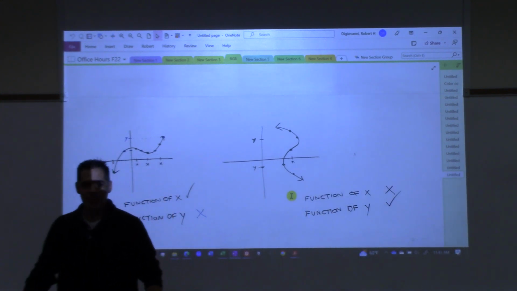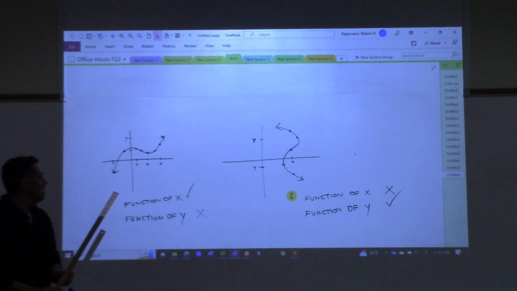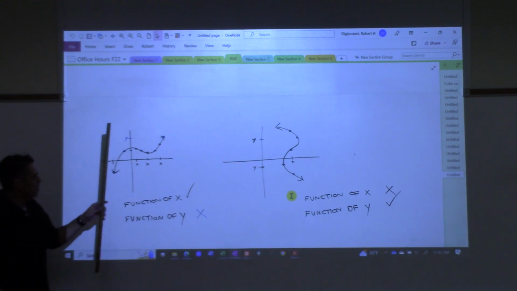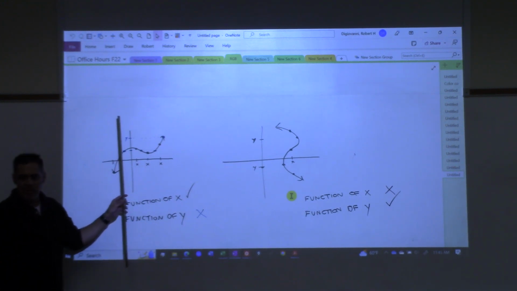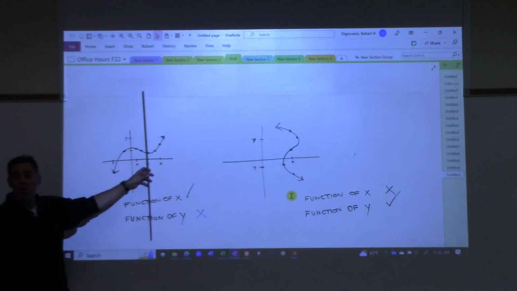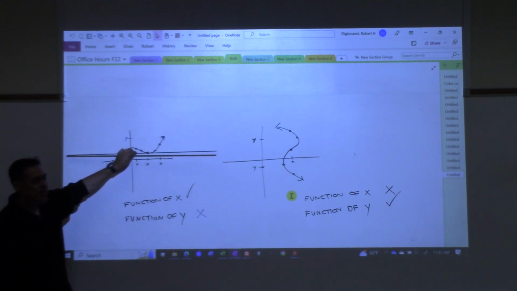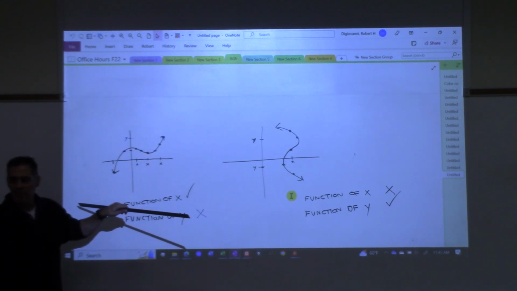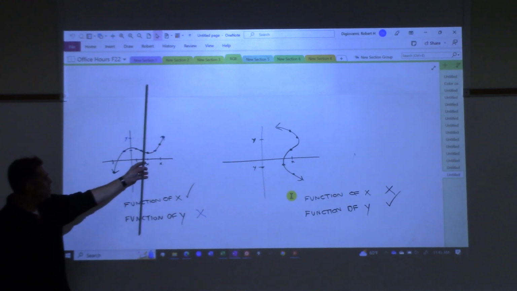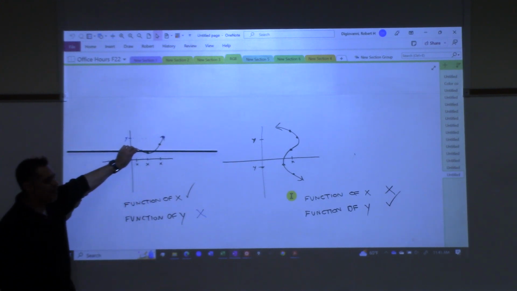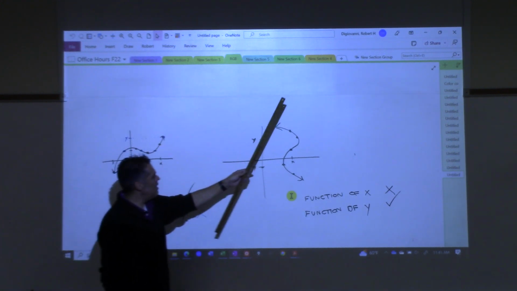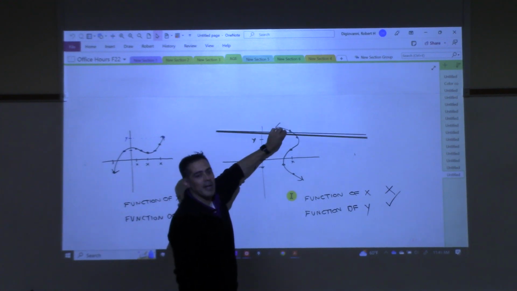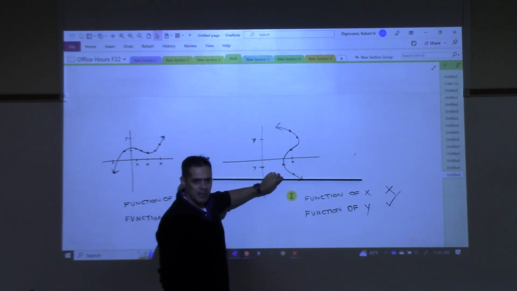Exactly. So another way we could recap this is, if you look at the graph of some relationship, if it passes the vertical line test, then it's a function of x. If it passes the horizontal line test, then it's a function of y, right? So this is a function of x, but not a function of y. This is not a function of x, but it is a function of y. Is that what you were asking?